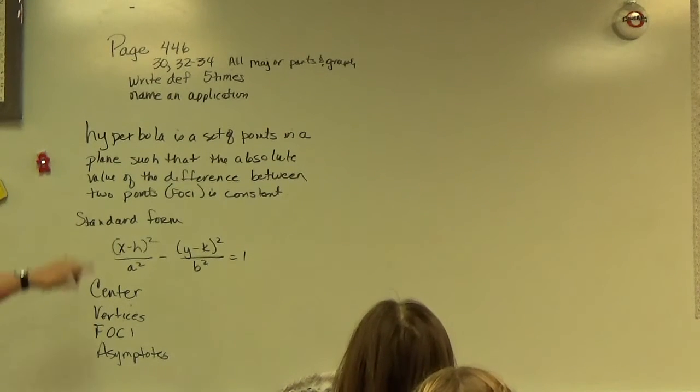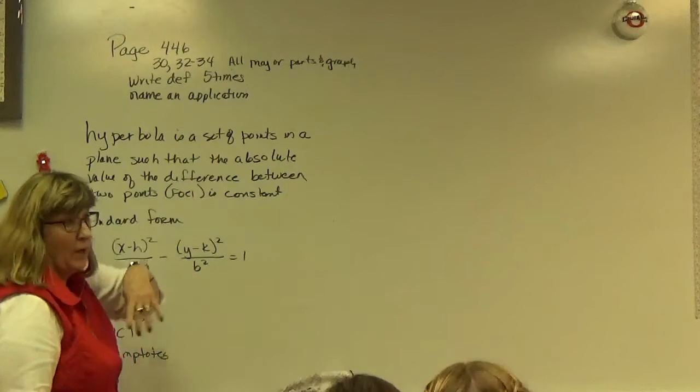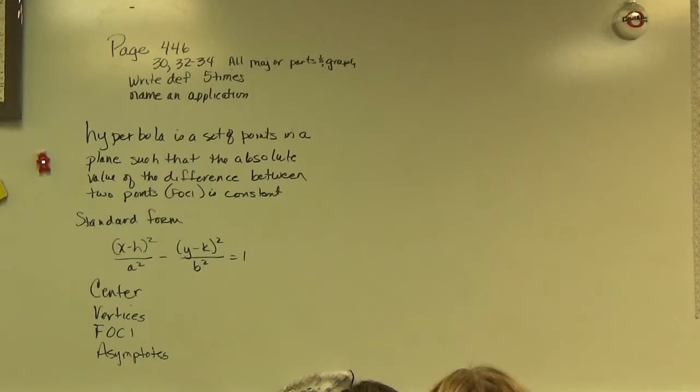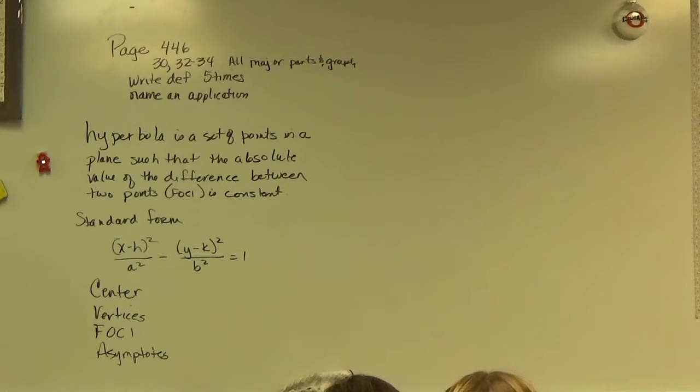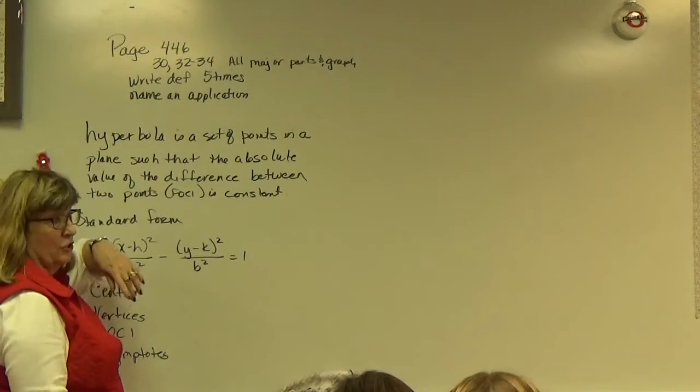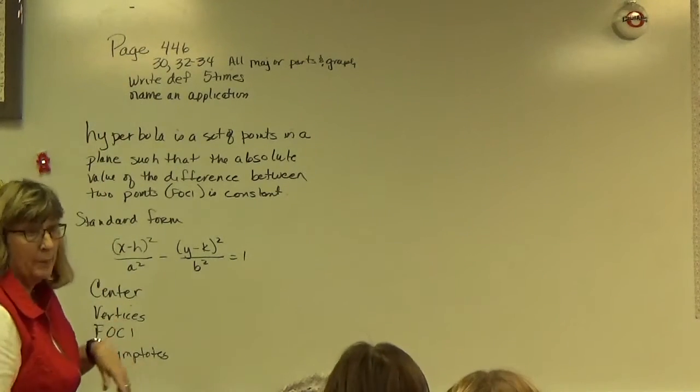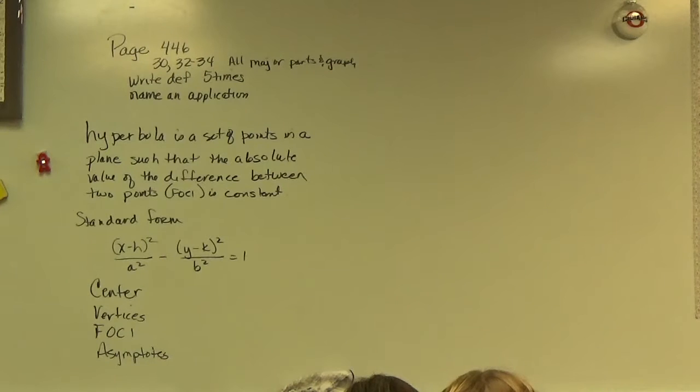So basically, each of the problems you're going to be doing are going to be worth 5 points apiece. It's going to have to be in correct standard form, in order to tell me the center, the vertices, the foci, the asymptotes, and then graph it. And then you're going to get 5 points for writing the definition, and an application that you get to write down as well.